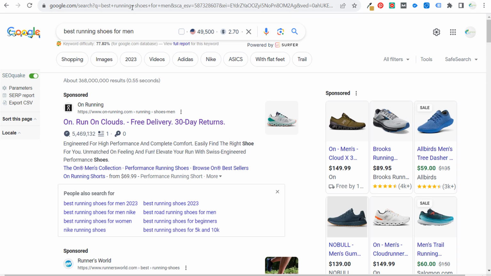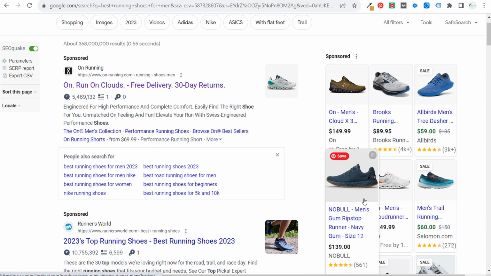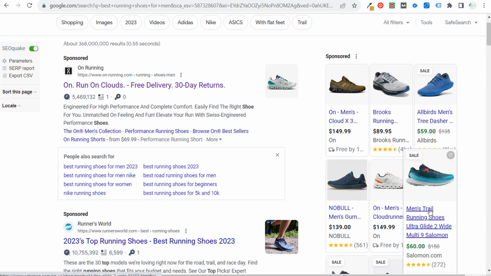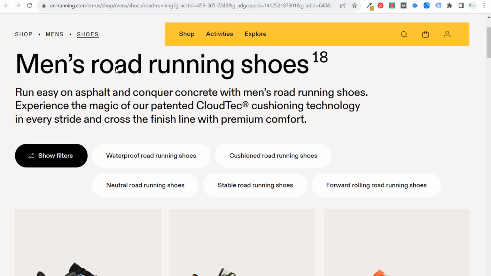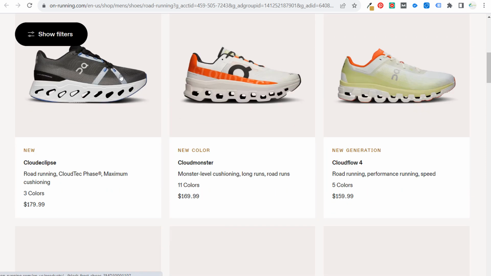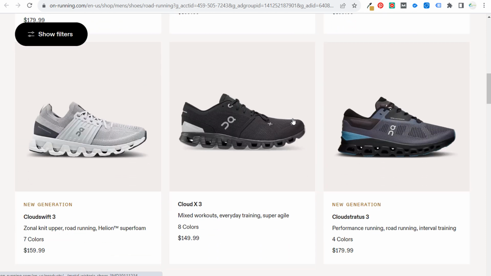Same thing if I come over here and I search best running shoes for men. So on running.com, it's On Cloud. They run a ton of advertising. You can see they have an ad over here. We have a bunch of different companies that are all advertising over here. And I would guess that all of them are using conversion tracking. But if I click on this ad right here, it brings me to this page. So it's going to be men's road running shoes. If I come into this page and I say, you know what, I like this shoe, or I like one of these shoes down here. Let's say I want to buy this shoe right here or this shoe right here.